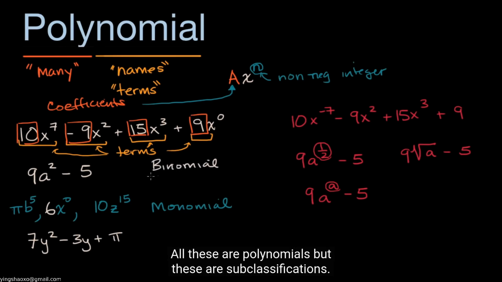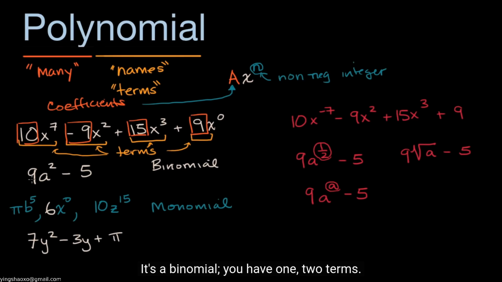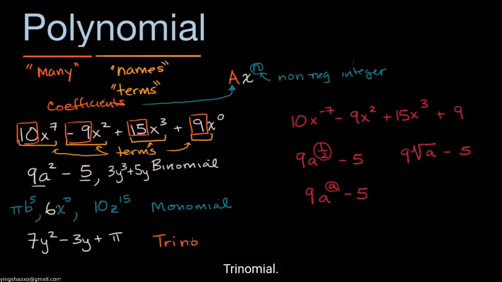And all of these are polynomials, but these are subclassifications. So it's binomial, you have 1, 2 terms. Another example of a binomial would be 3y to the 3rd plus 5y. Once again, you have two terms that have this form right over here. Now you'll also hear the term trinomial. Well, trinomial is when you have three terms. And this right over here is an example. This is the first term, this is the second term, and this is the third term.